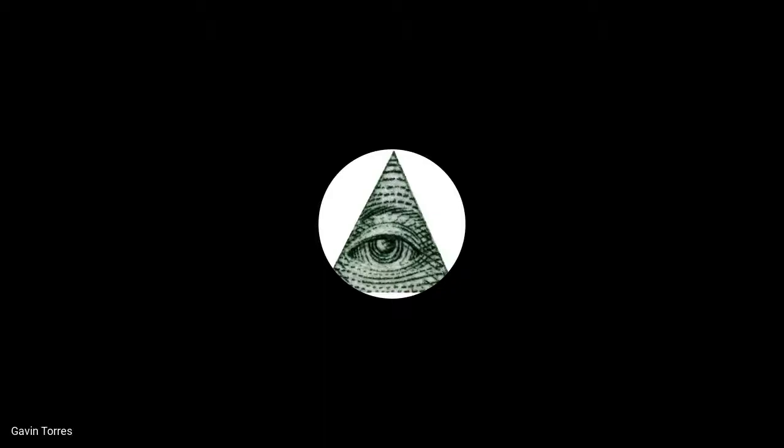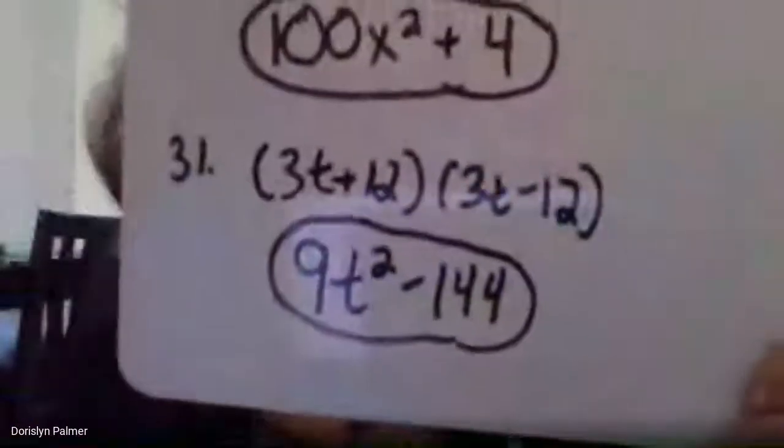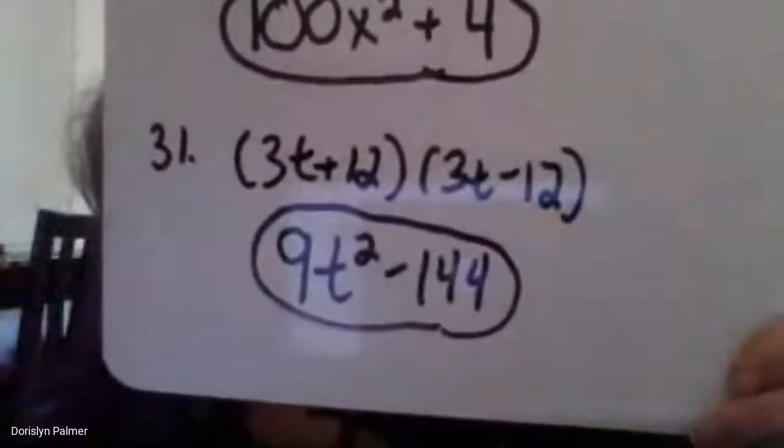31, Lauren. Lauren, this is one of my favorites also. I got 9t squared minus 144. Yep, 9t squared minus 144. Did you guys feel like Mrs. Palmer, when you see one like this, you kind of get a little happy? It's like, yeah, I don't even have to worry about my outers and my inners.